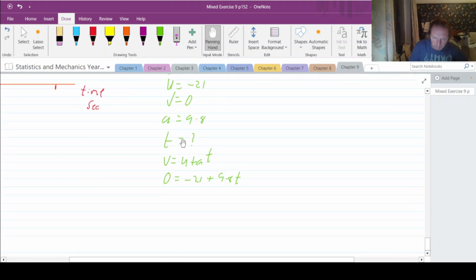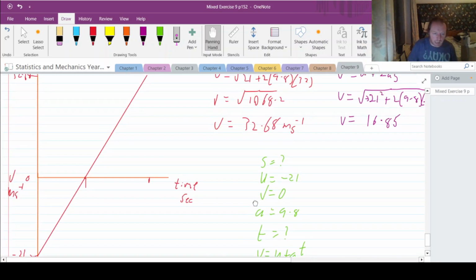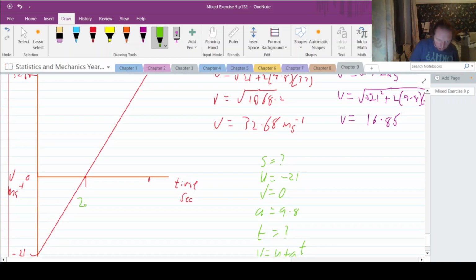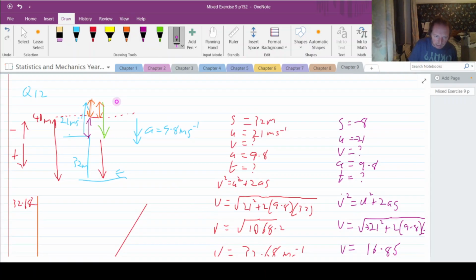So 21 divided by 9.8 is equal to time. 21 divided by 9.8 is 2.14. So that is 2.14 seconds to there, and then we can quickly do a suvat for the final drop between here and here.